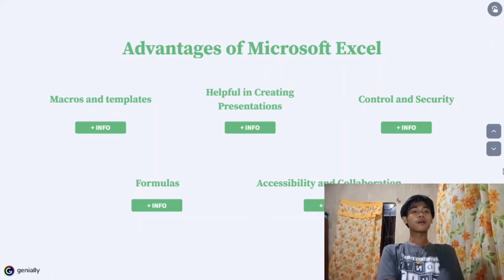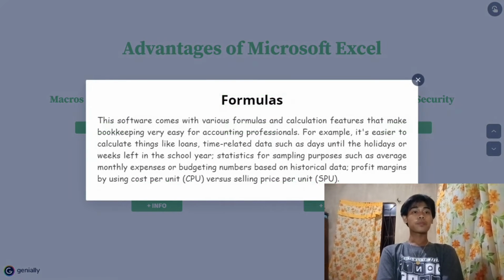The fourth advantage of Microsoft Excel is the formulas. This software comes with various formulas and calculation features that can make bookkeeping very easy for accounting professionals. For example, it's easier to calculate things like loans, time-related data such as days until the holidays or weeks left in the school year, statistics such as average monthly expenses or budgeting numbers based on historical data, and profit margins by using costs per unit versus selling price per unit.